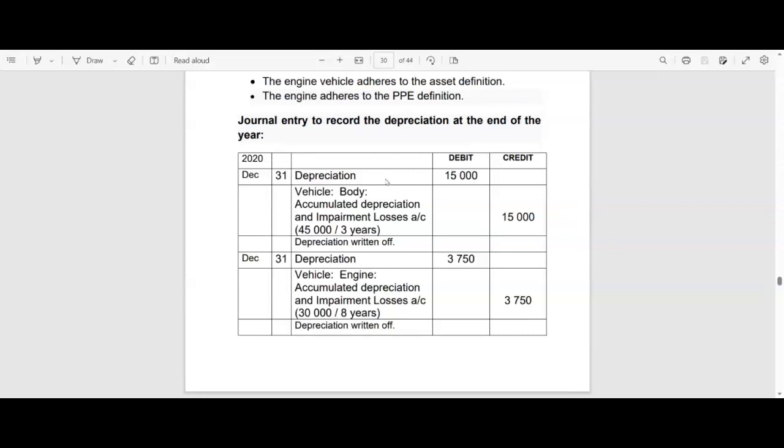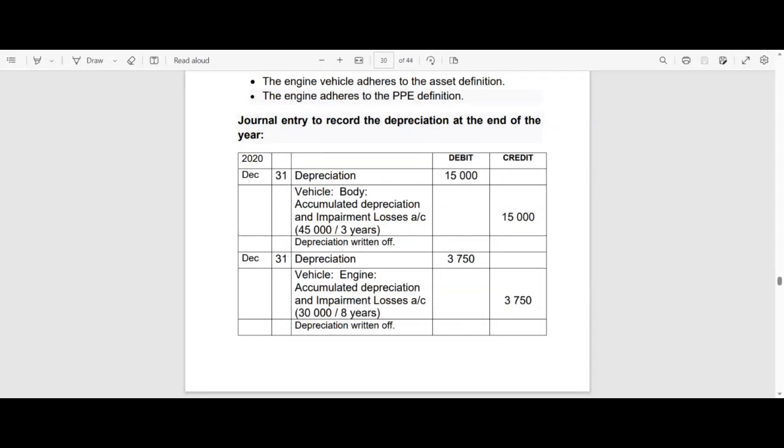So first of all, it doesn't matter which order we do it in, but let's say that in this case we do the depreciation of the body of the vehicle first. How are we going to do it? Assuming that it has no residual value, because they did not mention anything about a residual value. When we get to the more comprehensive example, we will have residual values. It means we are going to look at what is the remaining cost for the body.